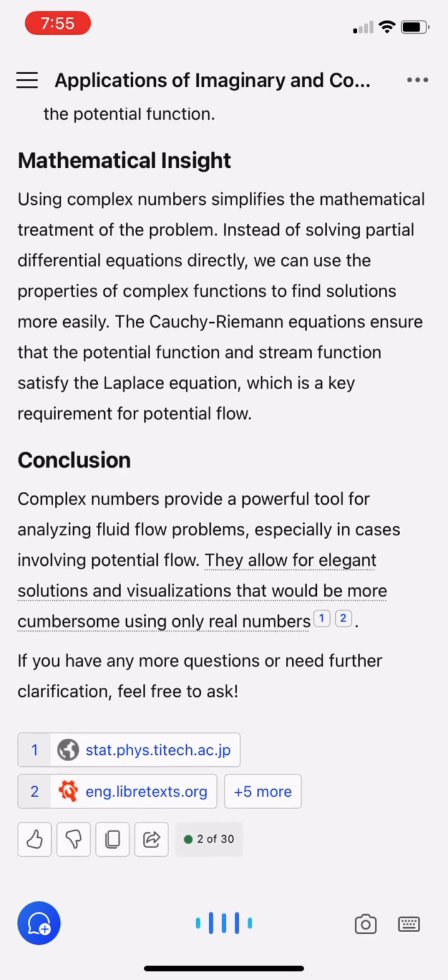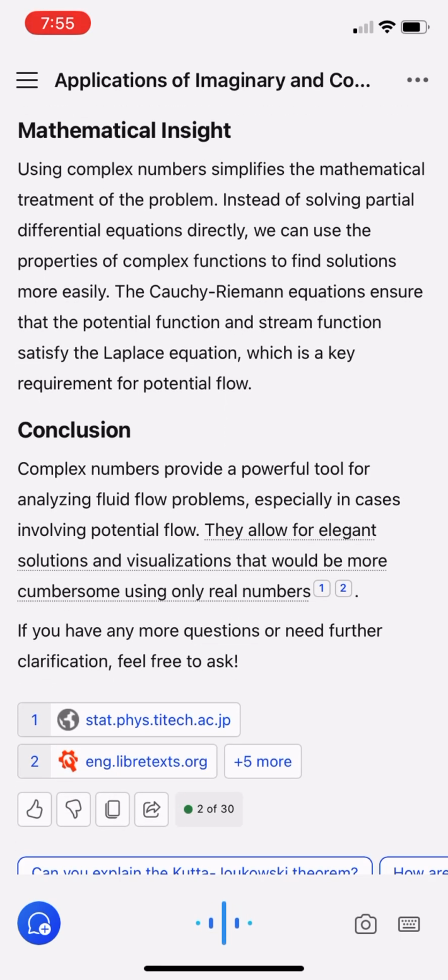Mathematical insight. Using complex numbers simplifies the mathematical treatment of the problem. Instead of solving partial differential equations directly, we can use the properties of complex functions to find solutions more easily. The Cauchy-Riemann equations ensure that the potential function and stream function satisfy the Laplace equation, which is a key requirement for potential flow.